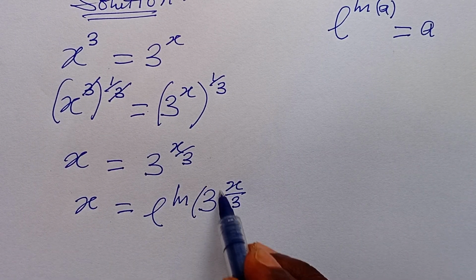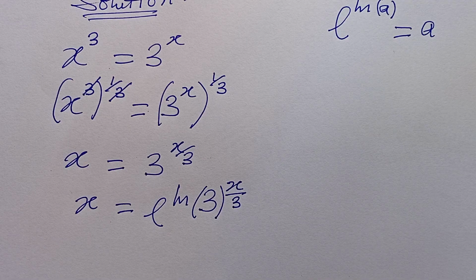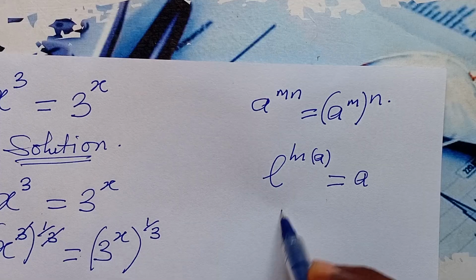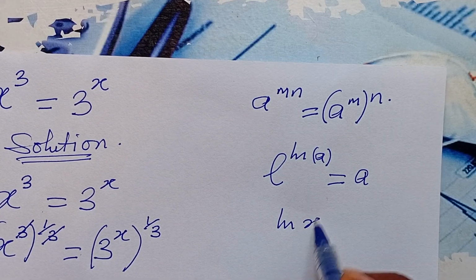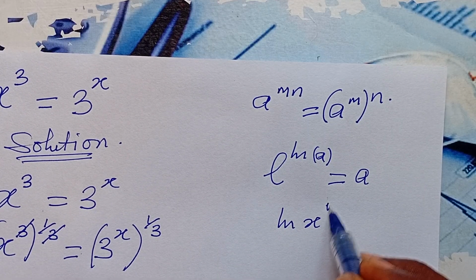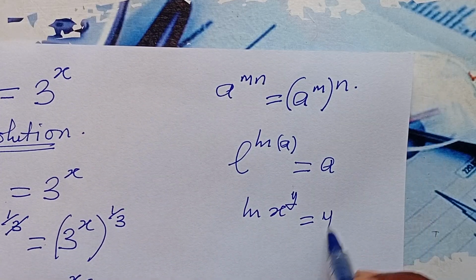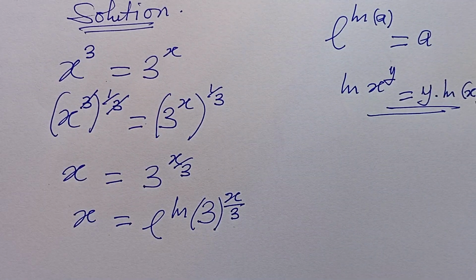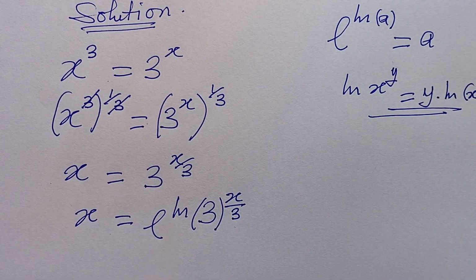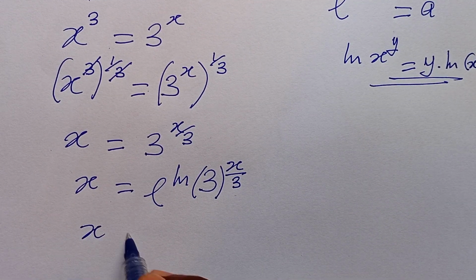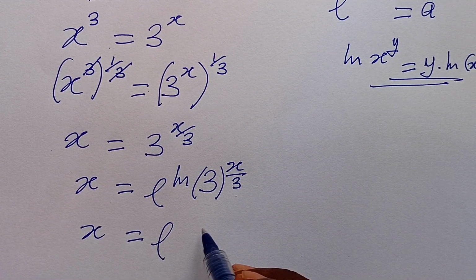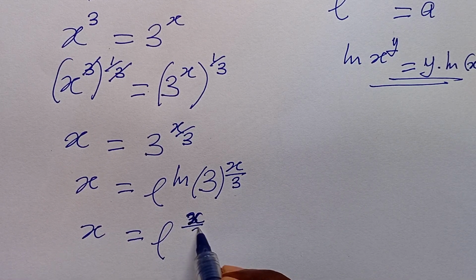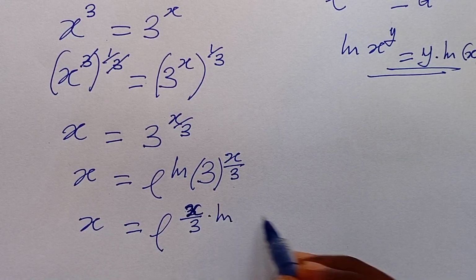So because this is raised to the power, we can apply the law of logarithm, which says that if you have the ln of x raised to the power of, let's say, y, this is equal to y times the ln of x. So if we apply this law, then we can move the whole of this back here, and so this is going to give us x is equal to e raised to the power of x all over 3, then times the ln of 3.